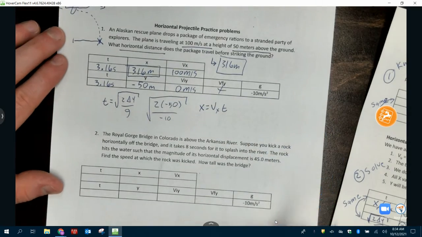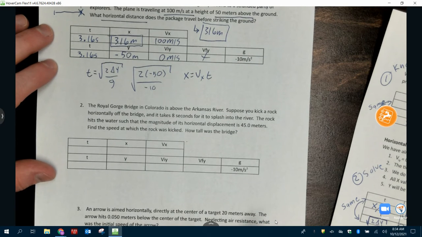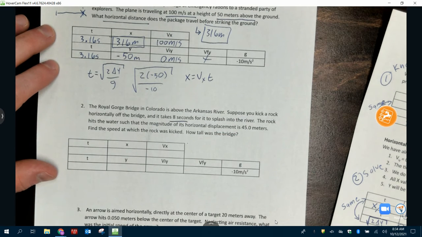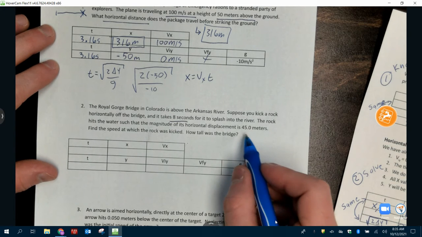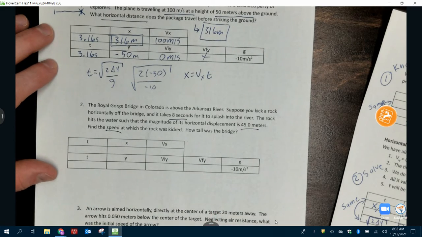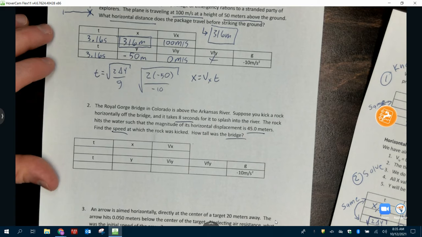Okay. Number two, the Royal Gorge Bridge in Colorado is above the Arkansas River. Suppose you kick a rock horizontally off the bridge, and it takes 8 seconds for it to splash in the river. The rock hits the water such that the magnitude of its horizontal displacement is 45 meters. Find the speed at which the rock was kicked and how tall was the bridge. There's two parts to this.